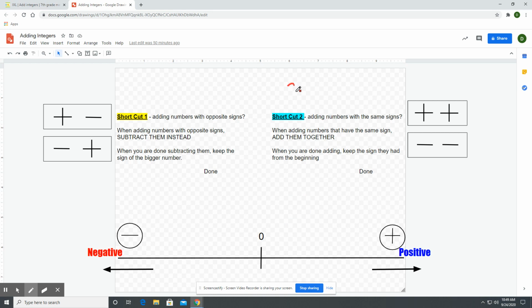Let's do 2 plus 6. That should be pretty obvious. One's positive, the other is positive, so check. There's nothing tricky here. I add them together. This is a normal problem, 6 and 2. You get 8. Keep the sign they had from the beginning. The signs they had from the beginning were positive, so my answer at the end is also positive.